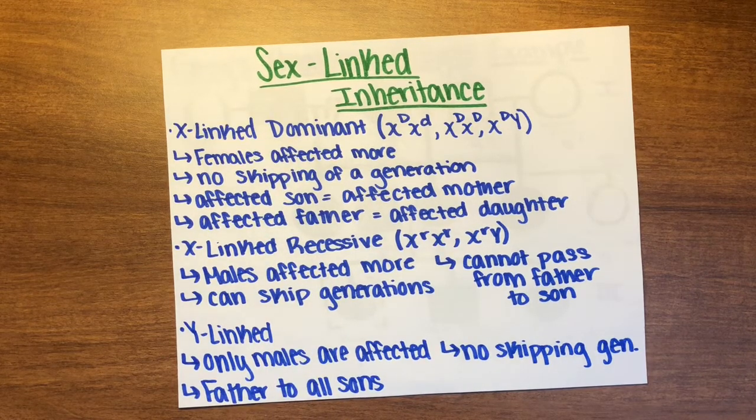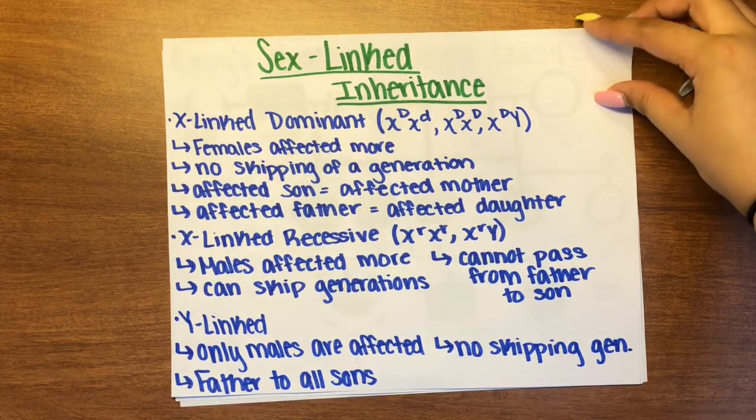X-linked dominant traits affect females more than males and do not skip generations. All affected sons have an affected mother, and affected fathers have all affected daughters. X-linked recessive traits affect males more than females, can skip generations, and cannot be passed from father to son. Y-linked traits affect males only, don't skip generations, and a father passes it to all sons.